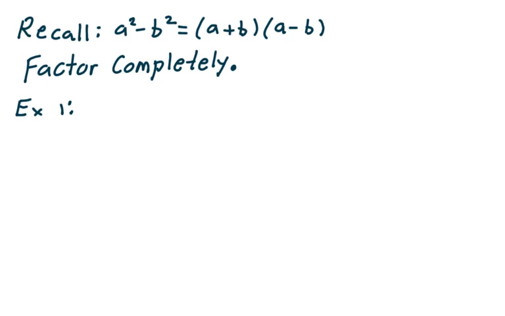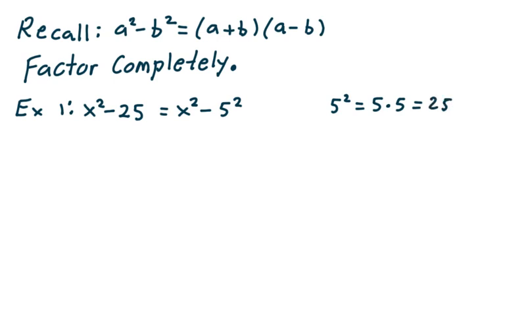In example 1, we have x squared minus 25. But we can write that as x squared minus 5 squared. Because remember, 5 squared is equal to 5 times 5, which is equal to 25. And so following the pattern up here, we can write this as x plus 5 times x minus 5.